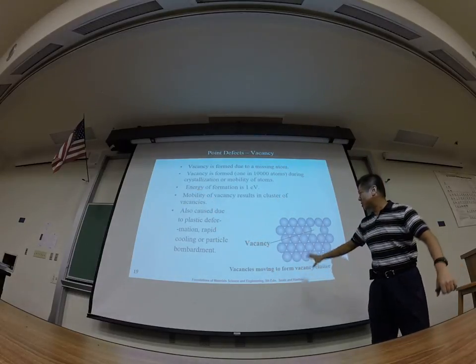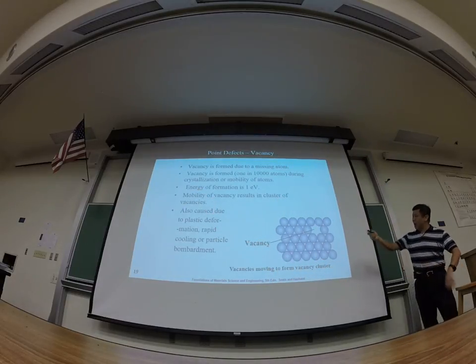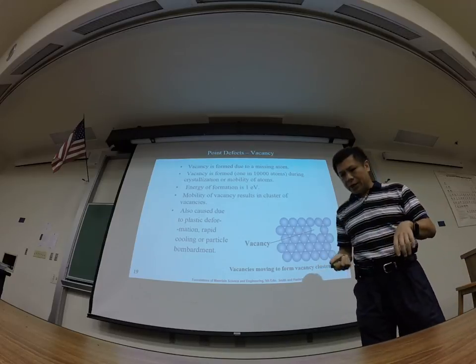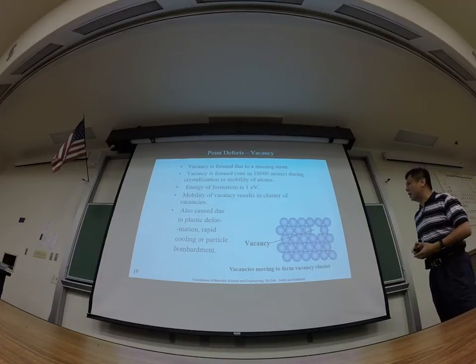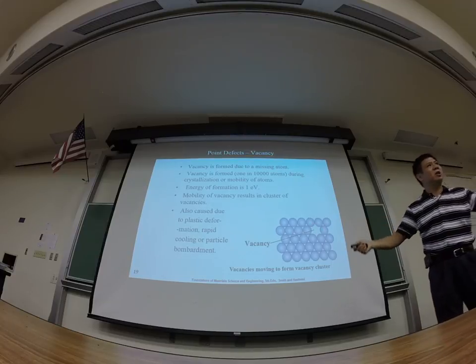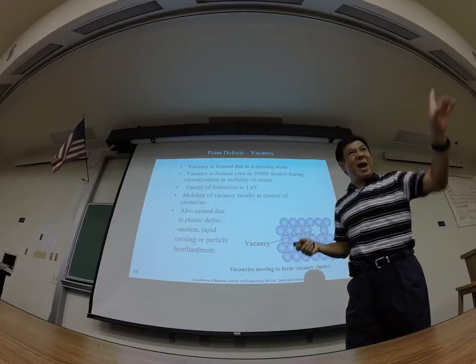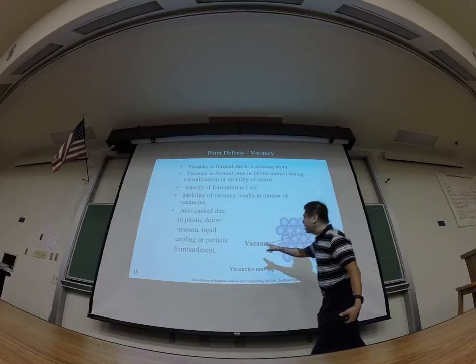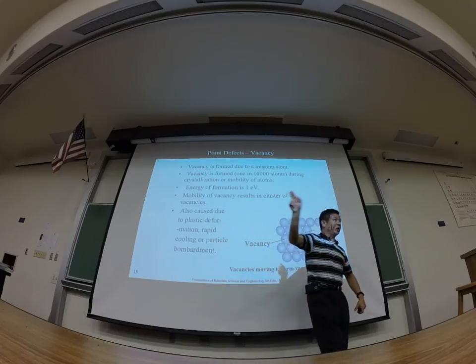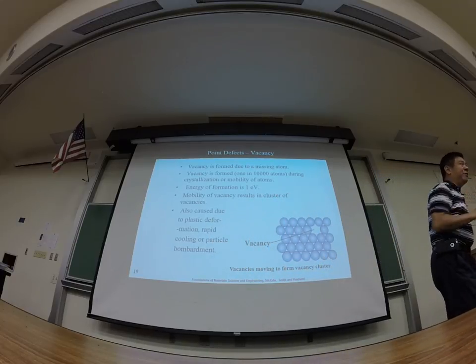So easy to understand. So they can be clustered. The thing I want to mention here, the point defects can be clustered. And the reason why there are many of those kind of point defects in the real metals, one very important mechanism for the formation of these point defects is because of plastic deformation.